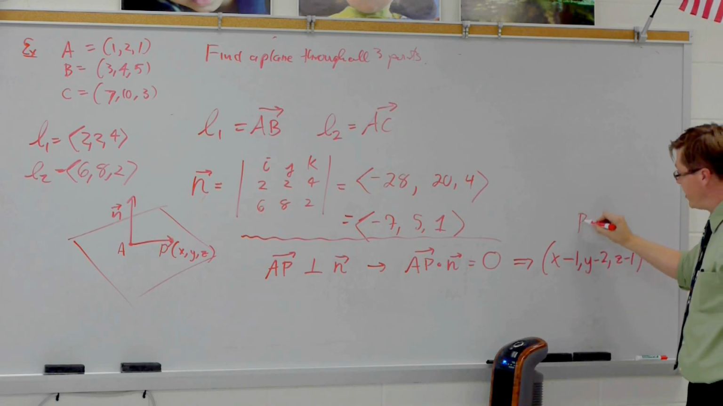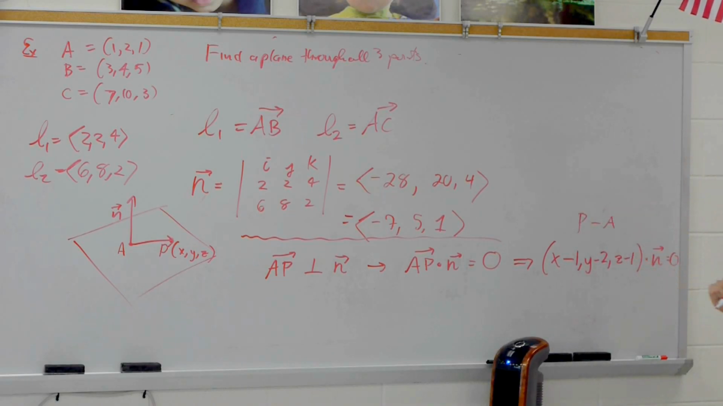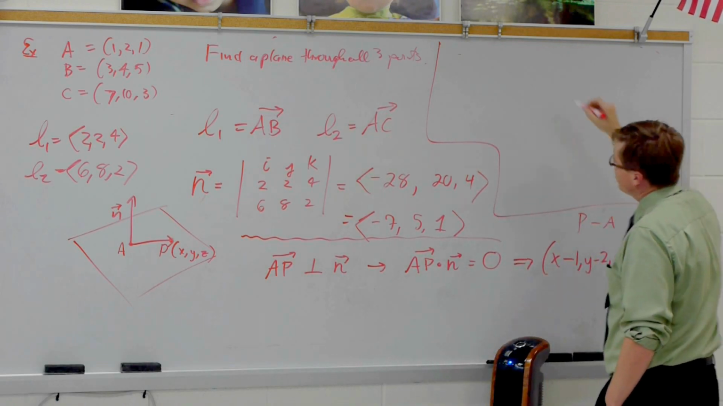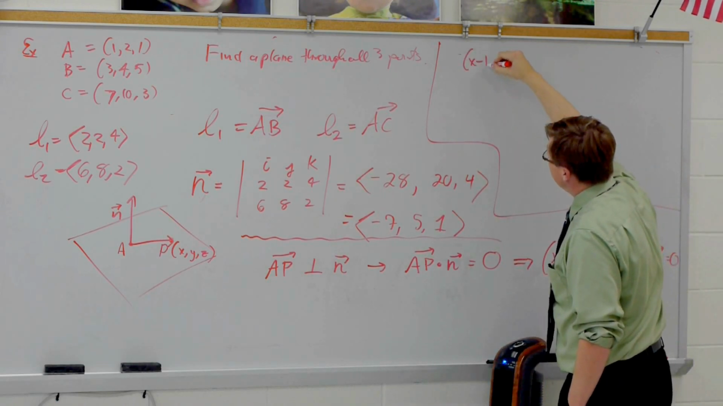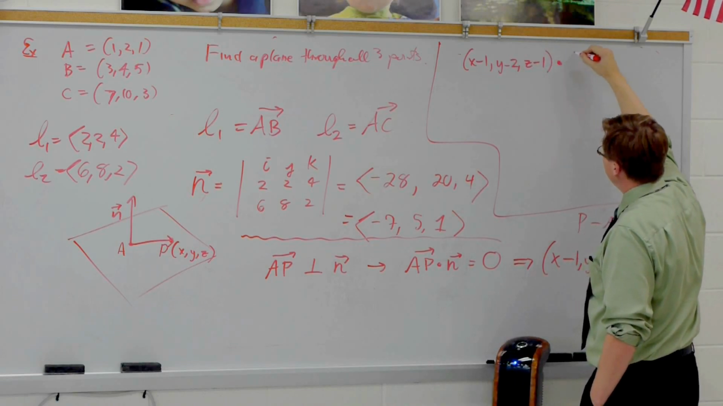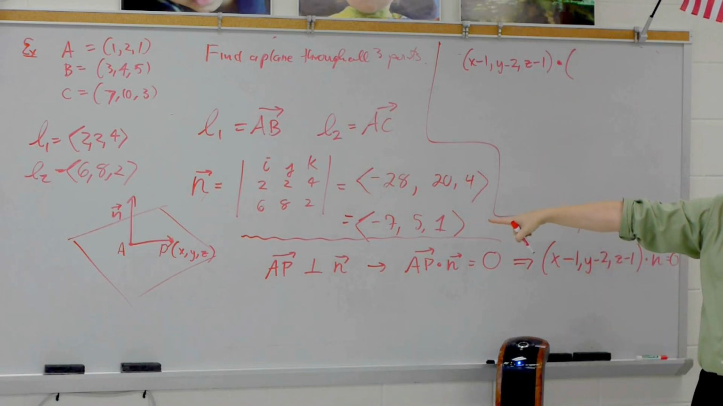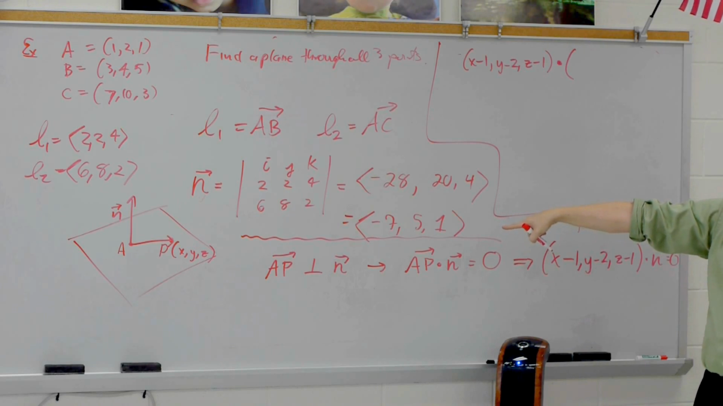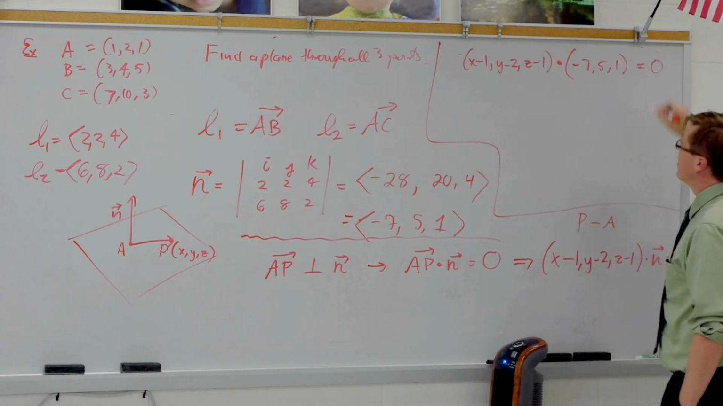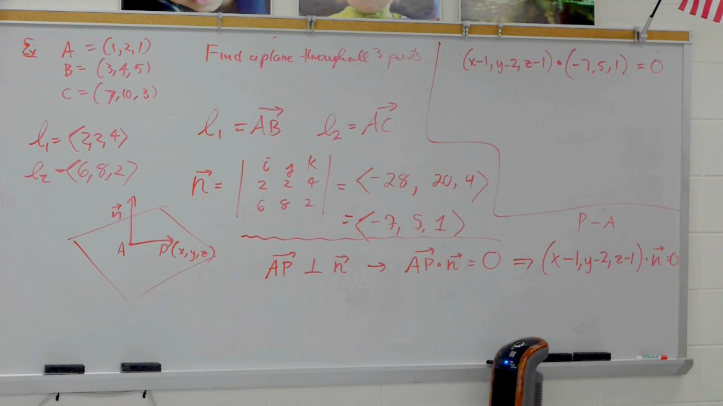That's just taking p minus a. But I know what n is, so I can finish this up here. We're almost done. X minus 1, y minus 2, z minus 1, dot product, negative 7, 5, 1, equals 0.